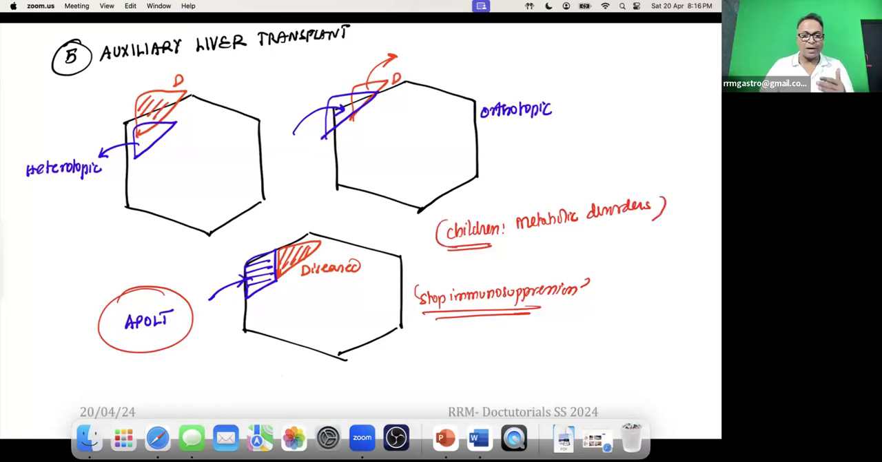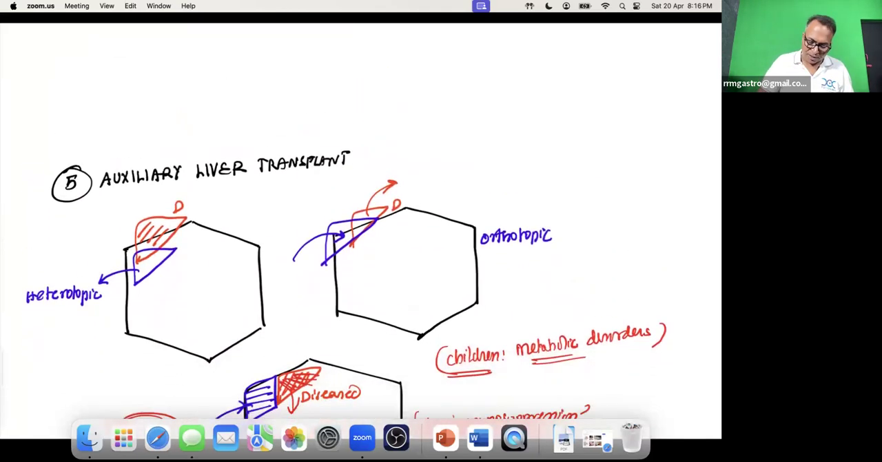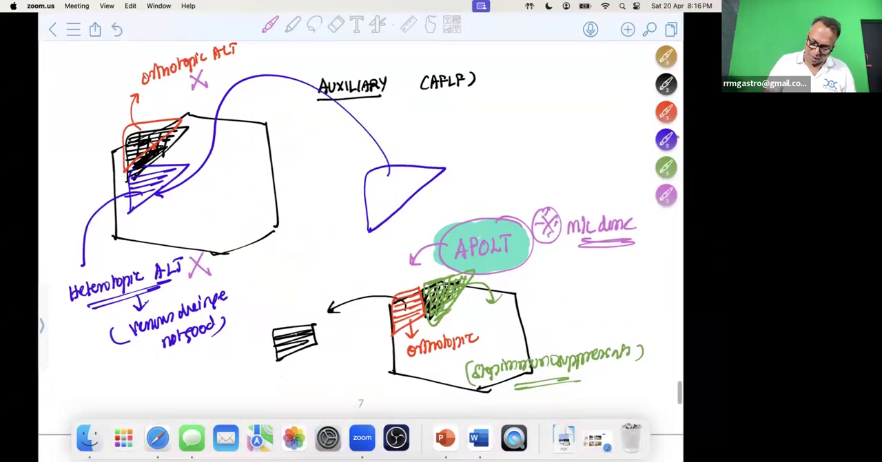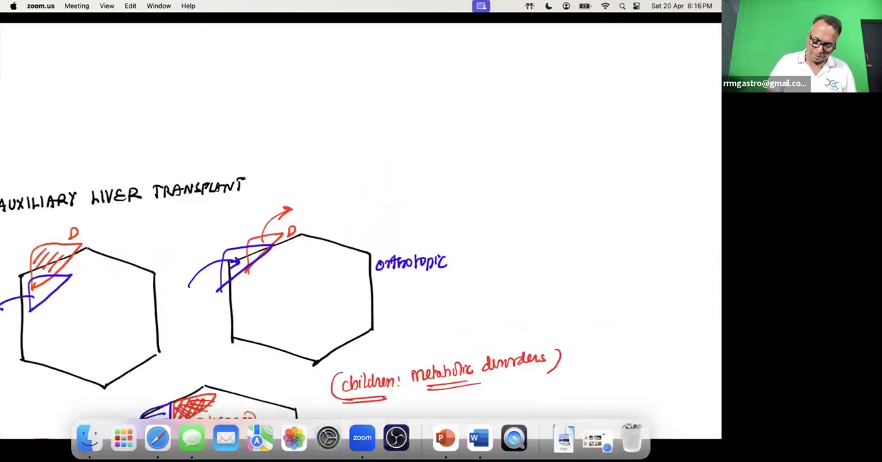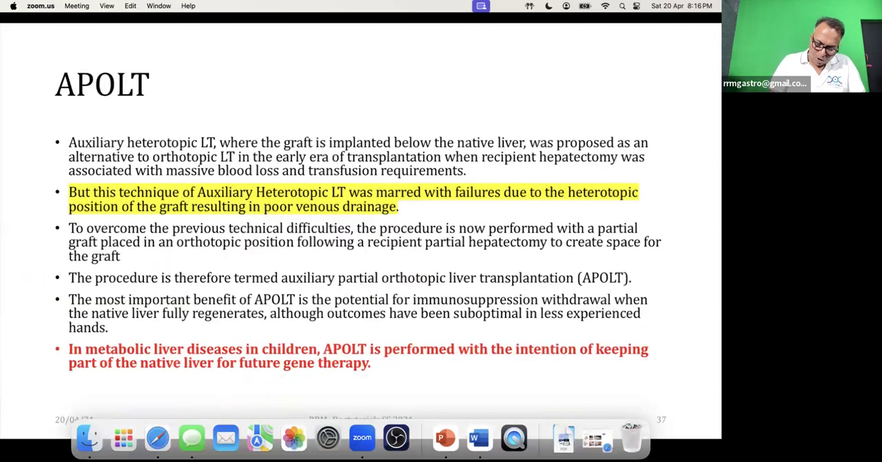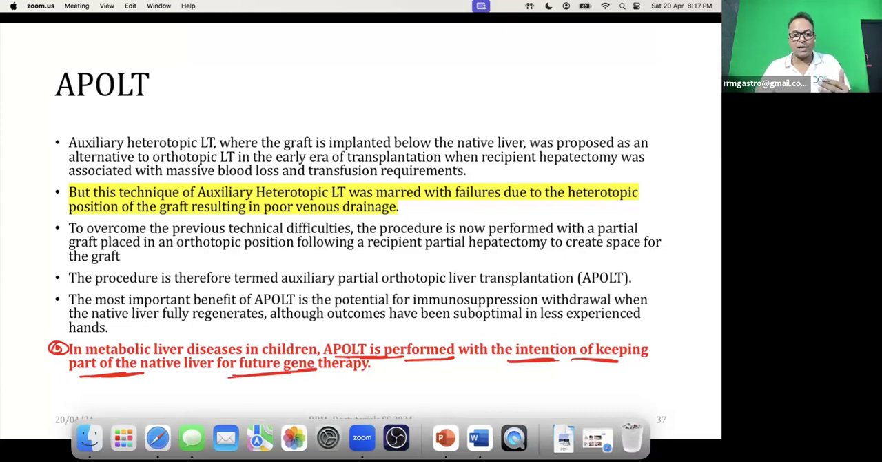There is a line from Bailey because they are saying that in the next few years, there may be some treatment found for these metabolic disorders. Therefore, for gene therapy, we need their native liver. That is what is mentioned in Bailey. You can see this line from Bailey and Love. Very interesting line: in metabolic liver disease in children, auxiliary partial orthotopic liver transplant is performed with the intention of keeping the part of native liver for future gene therapy and study. That is a very interesting line. This can come for you as an MCQ.